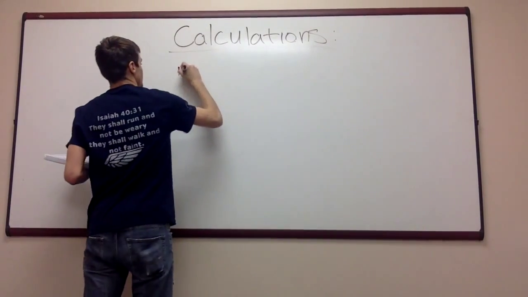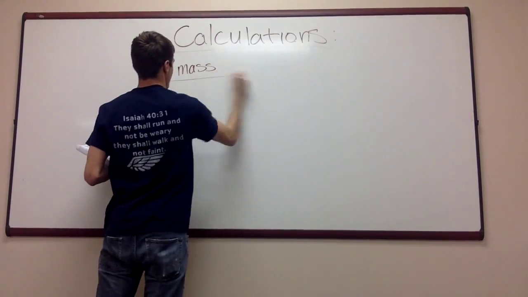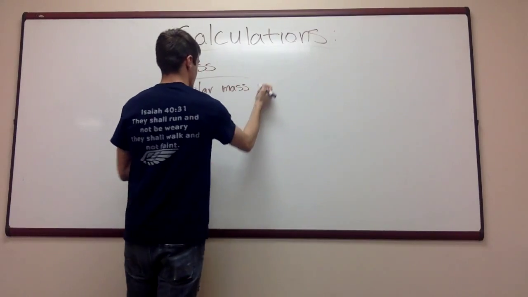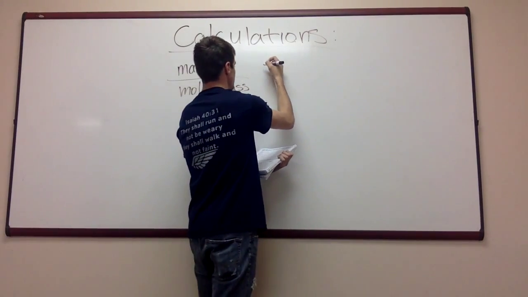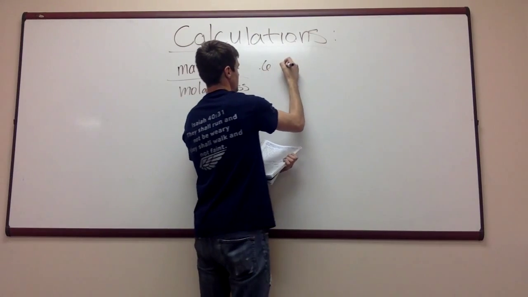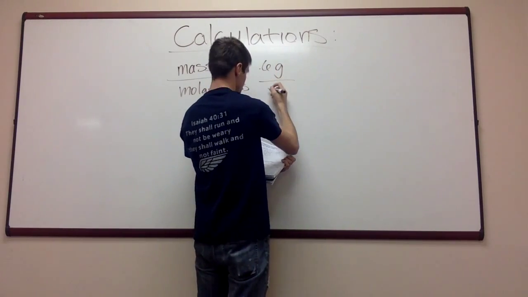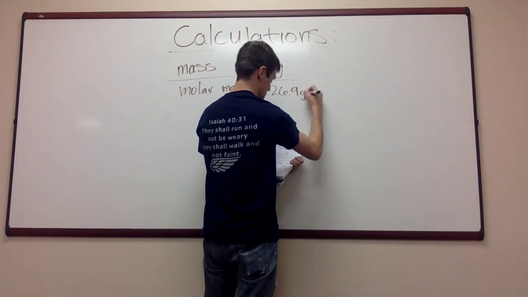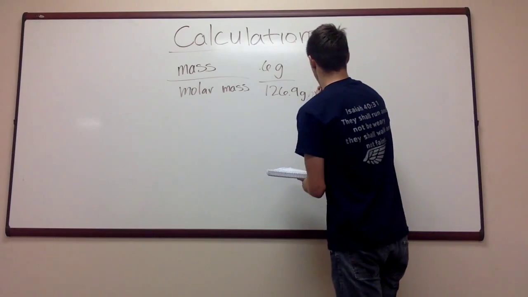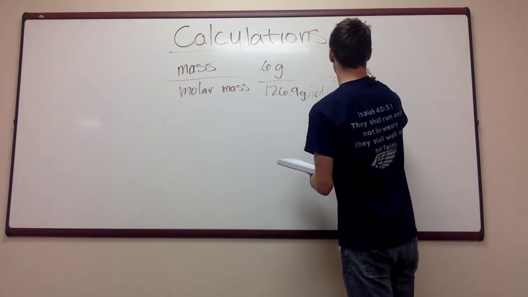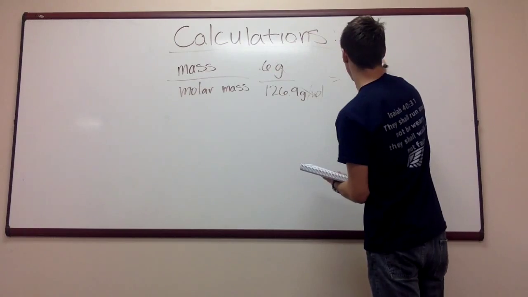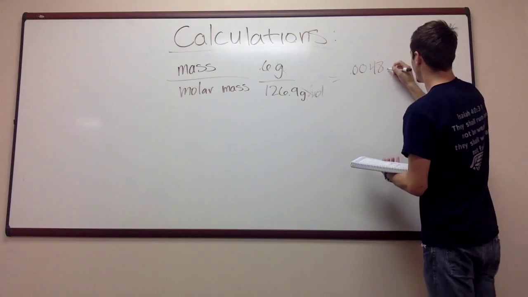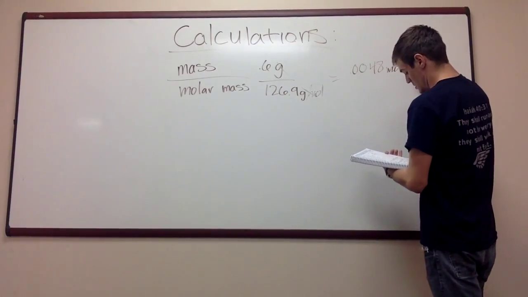For calculations, part A, we'll be calculating the moles of iodine. First, you start with the mass over the molar mass. In this experiment, we had 0.6 grams over 126.9 grams per mole. The grams cancel out to give us 0.0048 moles of iodine.